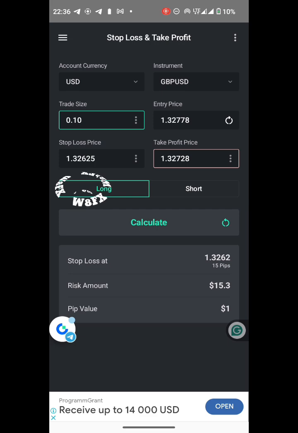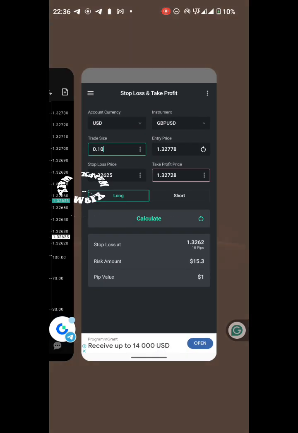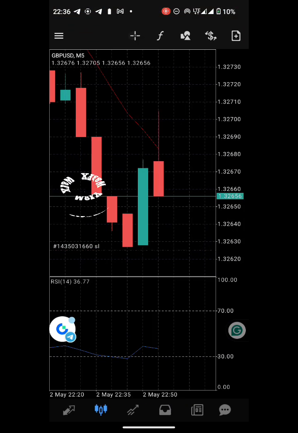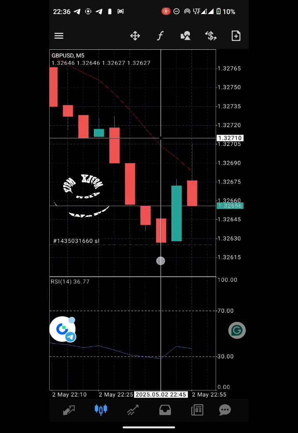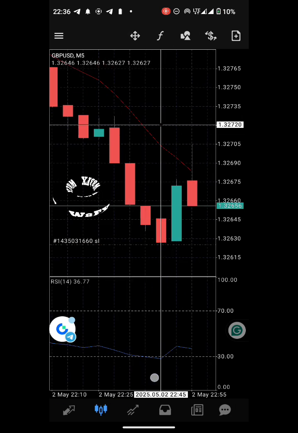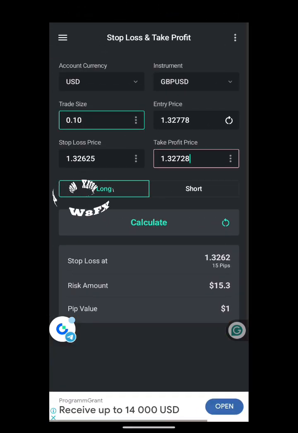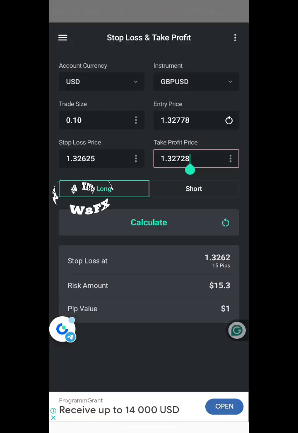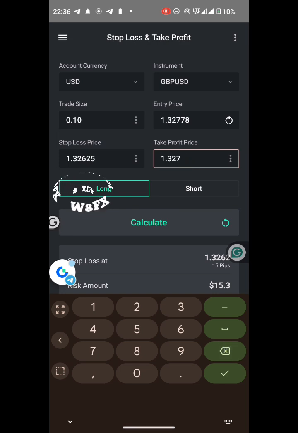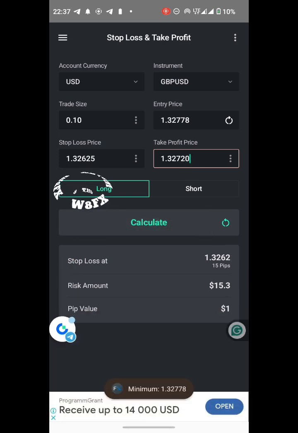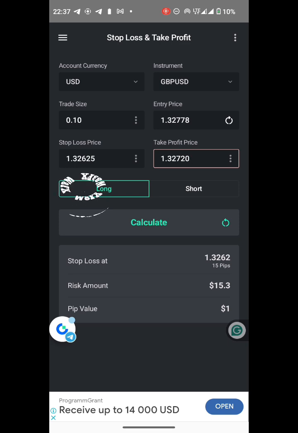Okay, the take profit, I think there's something wrong. Let me just look at the chart and select the take profit price. Our take profit will be here, 1.32720. Let me stay there at 1.32720. Okay, calculate. So the risk amount, we are risking 15 USD, and the pip value is $1.